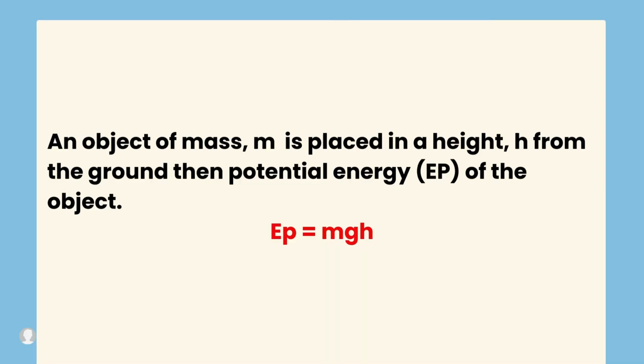When an object of mass m is placed at a height h from the ground, then the potential energy we can find out by using the formula mgh, where g is the gravitational force.